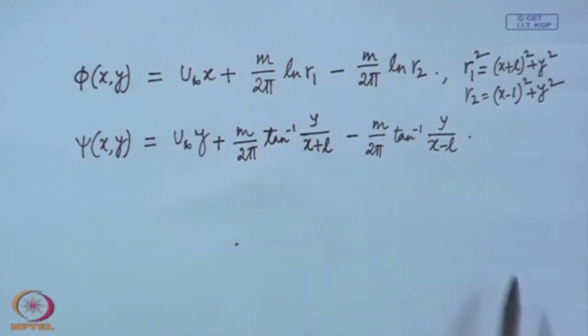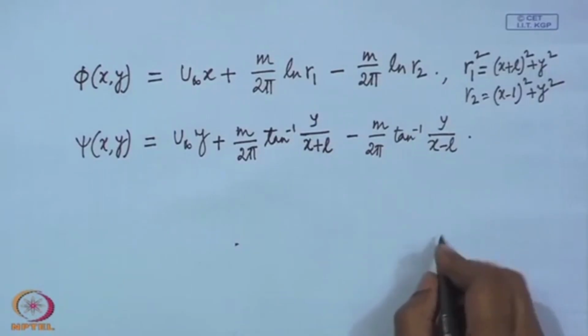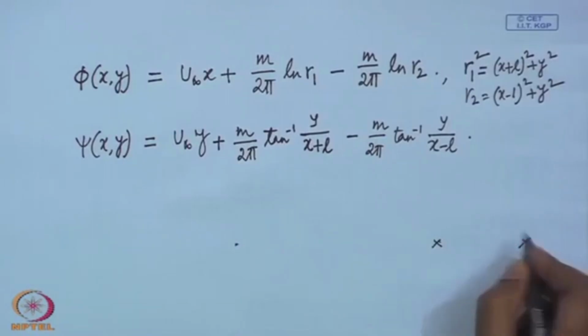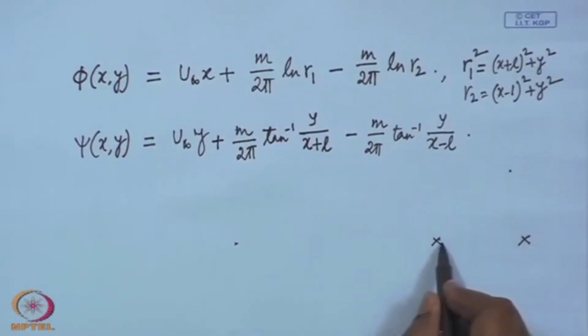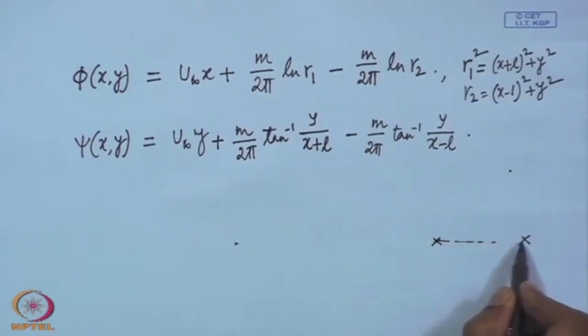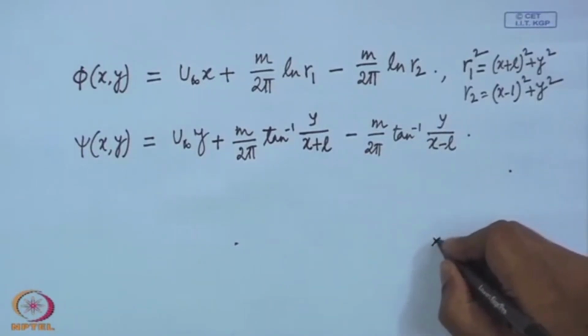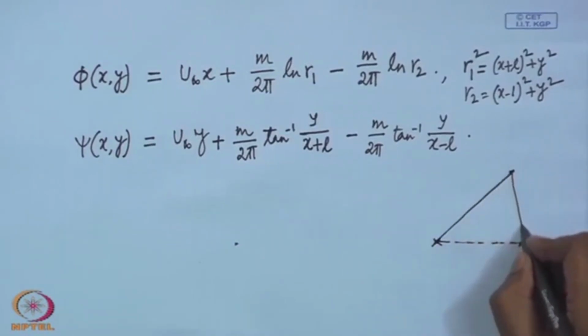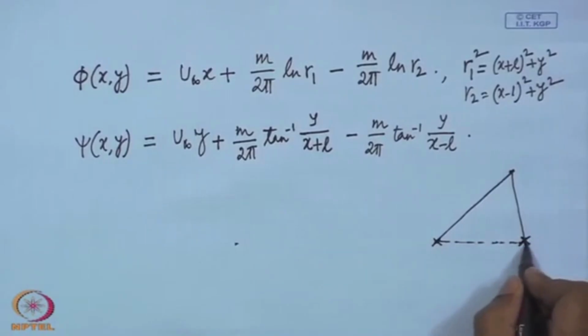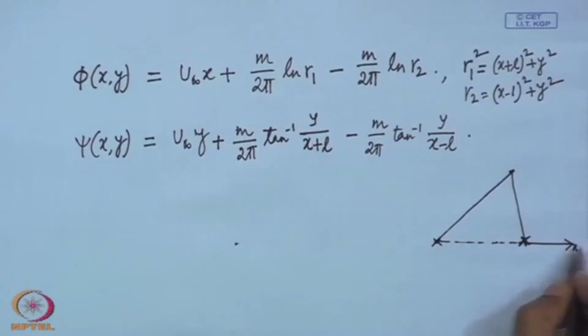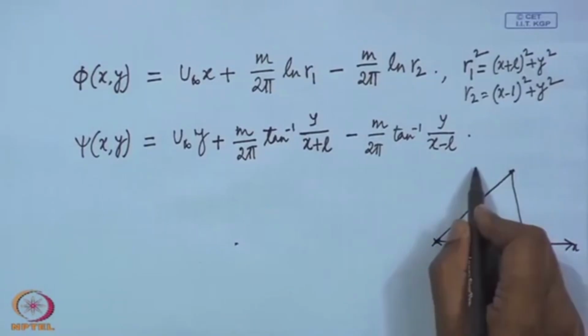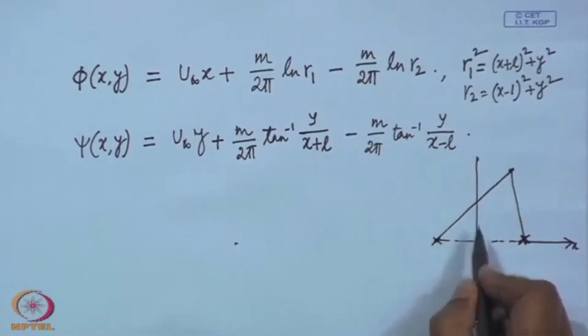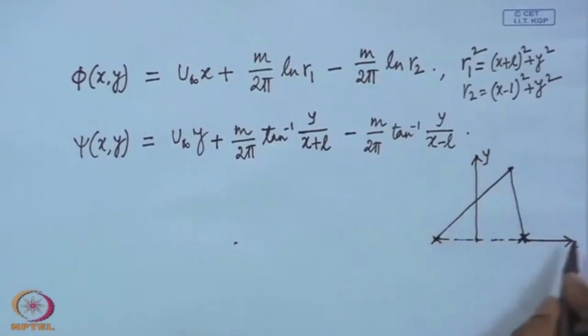See what is the representation. Let us take the sink and source separately. This is source and sink, say this is the point P x y, this is the axis, this is your x axis, y axis.